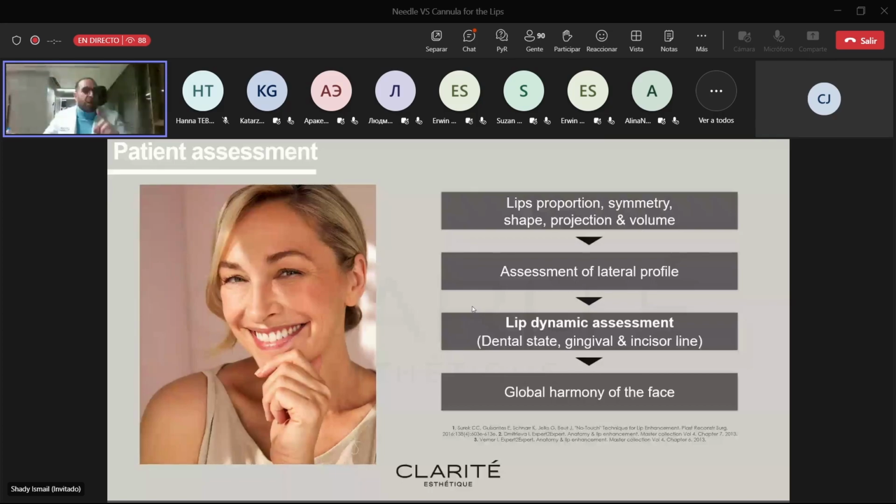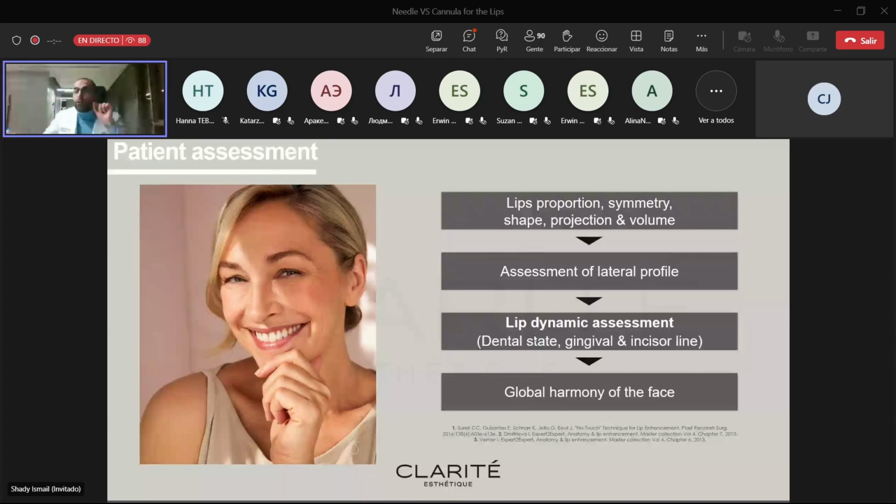And also very important, assessment in the lateral profile to check the relation of the lips with the nose and chin, because there are many ways to assess the lower face with the nose, with the lips, which is the Burstone line, Steiner line, or the E-line, Ricketts line. Also very important, the dynamic assessment during smiling, kissing, baby cry, so I can check if it's related to the muscle or the volume, or if I have a gummy smile, so I can combine fillers with toxins to improve all this area. Global harmony of the face.